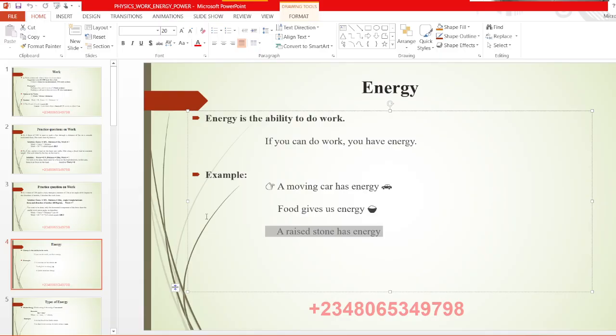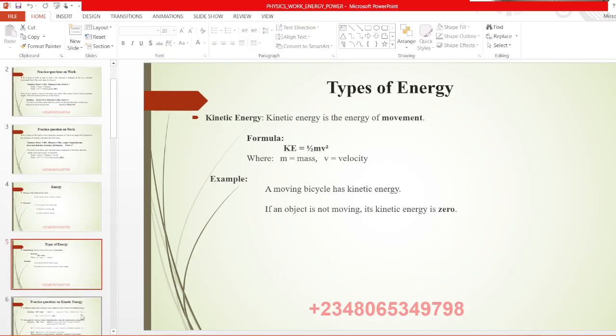So for work to be done, we know there is going to be a certain amount of force in the direction of that force. The ability to do work is called energy. What are the types of energy? We have kinetic energy, which is the energy of motion, energy of a body that is moving.